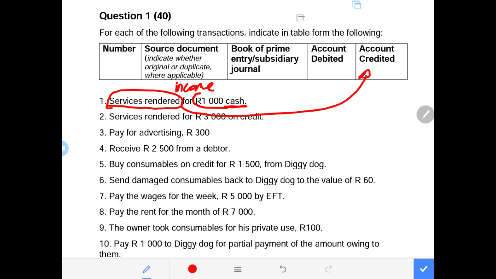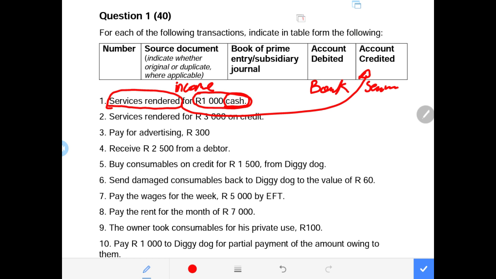Why will it be increasing? Because we received cash of 1,000 Rand. So if we receive cash, we expect that our bank account must increase. I could have started with that because this is cash. So our bank will be affected. That means the account to be debited will be bank, because we received money for the services that were rendered. Then we will have services rendered as the account to be credited. Once again, whenever cash is affected, our bank will be affected.